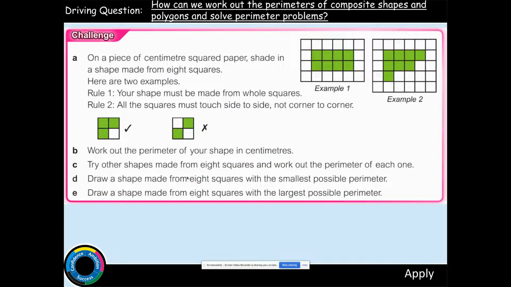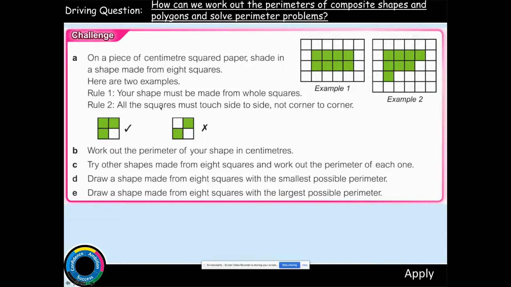Okay, so finally a challenge. On a piece of centimetre squared paper, shade in a shape made of 8 squares. So they're giving you 2 examples here. We've got 1, 2, 3, 4, 5, 6, 7, 8 squares. And here's a different way of doing 8 squares. 1, 2, 3, 4, 5, 6, 7, 8.